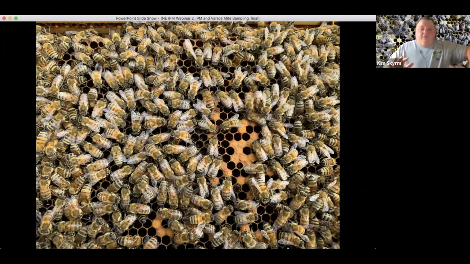So now we've gone through a lot of trouble in the hive to make sure we've not selected a frame with a queen. We've got a frame that has open brood. We've got a frame that has a sufficient number of bees. Now, this is the next task. So now we've got our frame. We've got our wash pan or wash bin beside the hive.